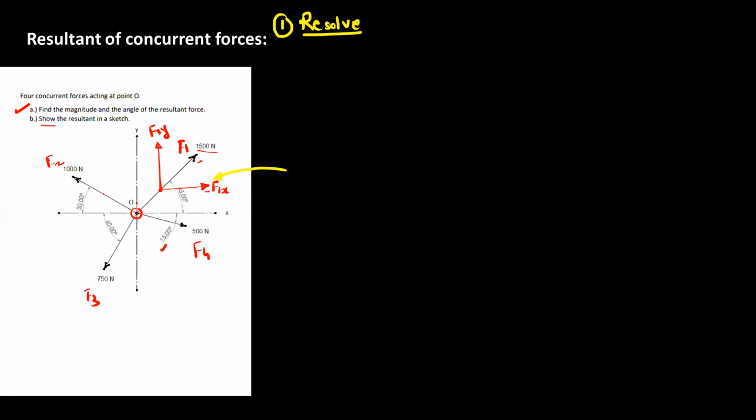Similarly, resolve F2. Select a point on this line of action only. Draw the vector parallel to the x-axis, and draw the vector parallel to the y-axis. So this is F2x and this is F2y. For F3, select a point. Draw the vector parallel to the x-axis, then parallel to the y-axis. So this will be F3x and this is F3y.